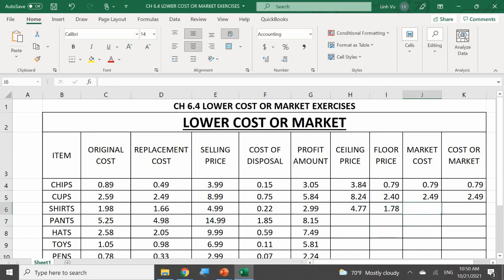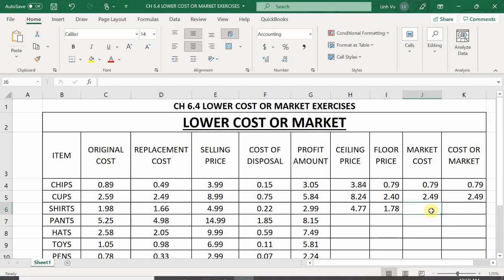So again, let's compare the three numbers, okay? So I got my replacement of 1.66. I'm sorry, yeah, 1.66. I have my ceiling at 4.77 and my floor at 1.78. Okay, so which one is in the middle? Which value is the highest, which value is the lowest, and which one's in the middle?